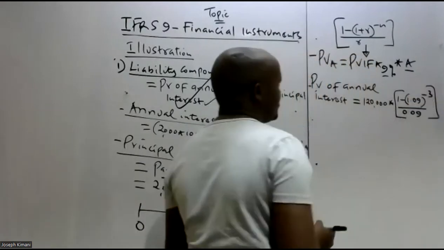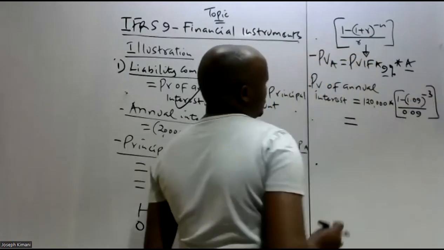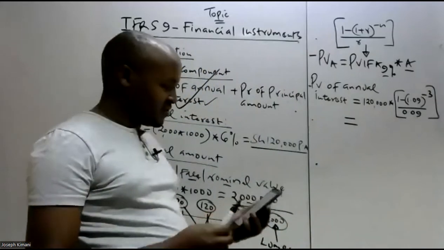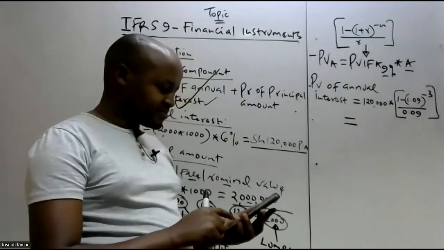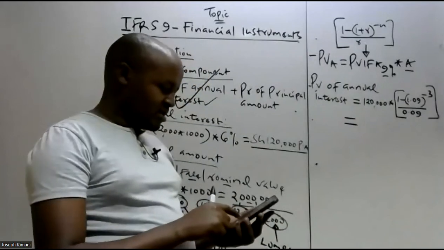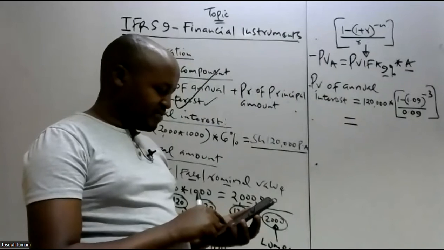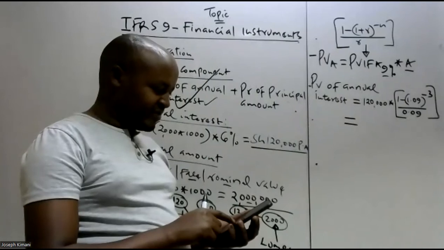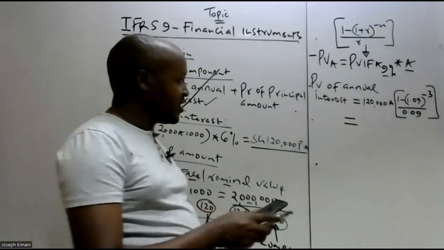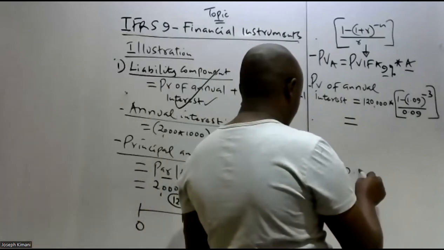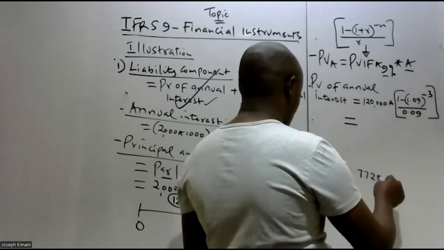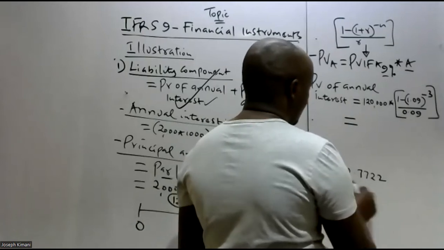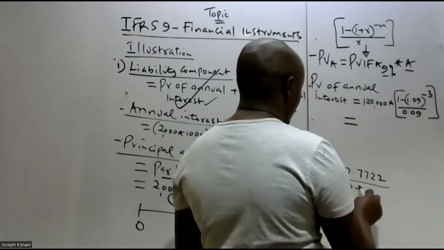0.09. So that's how we compute what? We compute the present value interest factor at the rate of 9%. So I think we can quickly do that. How do we compute that? We take 1.09, we raise that to the power of negative 3. That will give us around 0.7722. So we have 1 minus that, divided by 0.09.